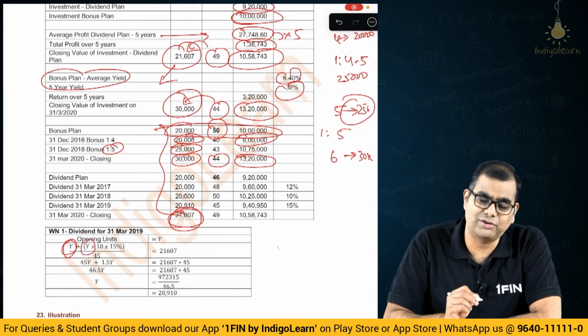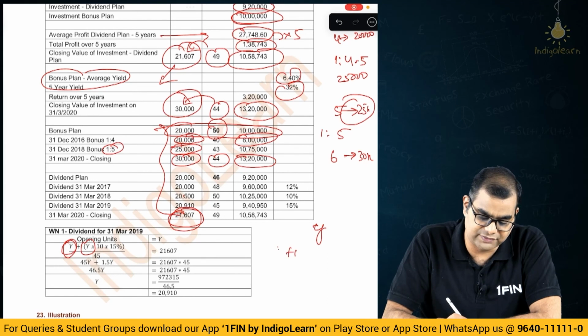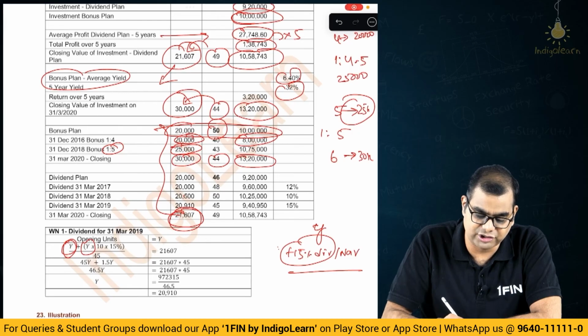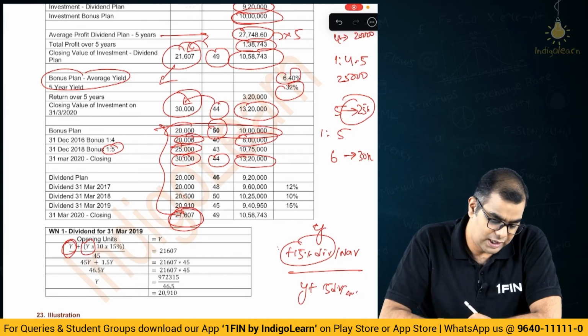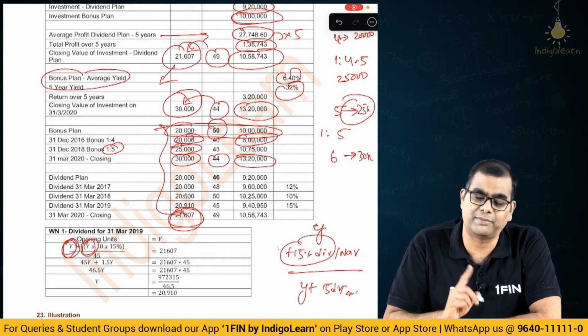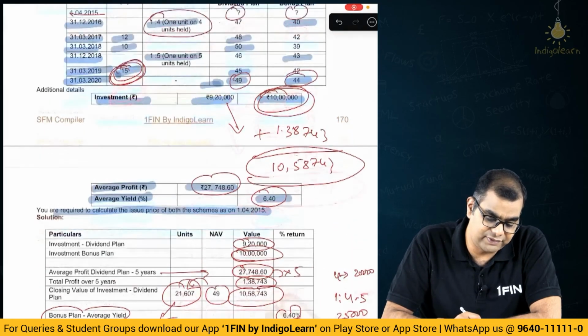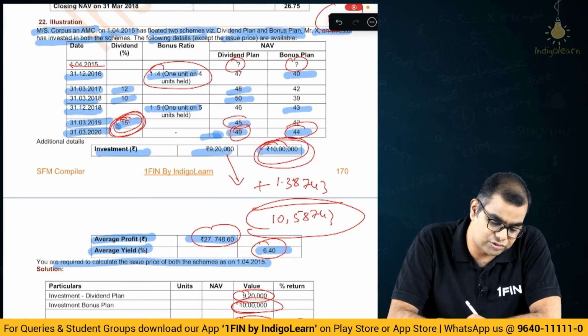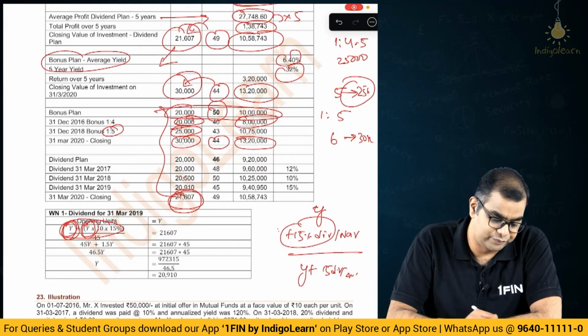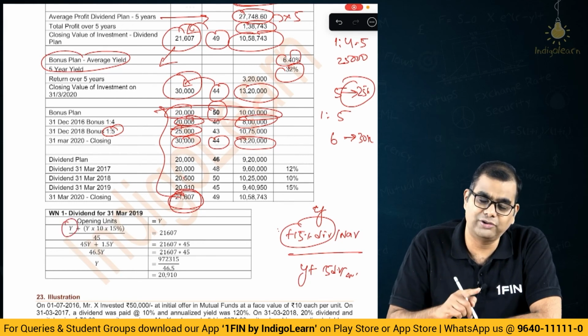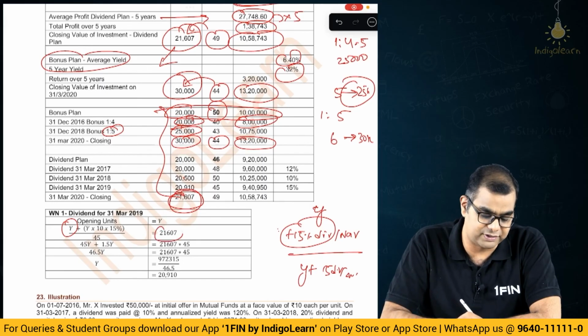So, y is the opening units. Let us say y is one number plus 15% dividend. Whatever is this amount, divide by NAV, you will get new units. This new units will be y plus 15% dividend by NAV. That is the basic logic. So, y is the opening units, y into 10, because number of units into 10 rupees into 15% is basically the total dividend value, divided by the NAV when the dividend was issued. When the dividend was issued, the NAV was 45. So, dividing by 45 will give you the total number of units, that is opening units plus dividend units, equal to closing units of 21,607.